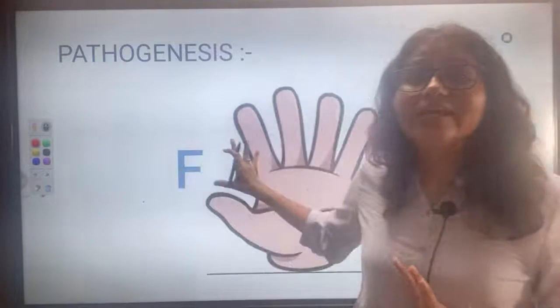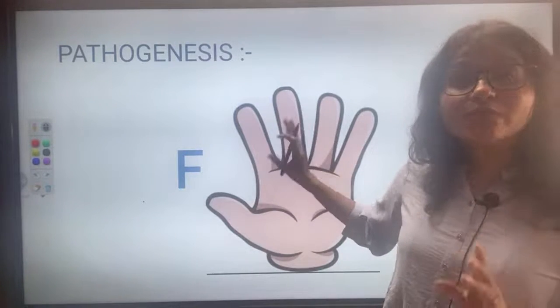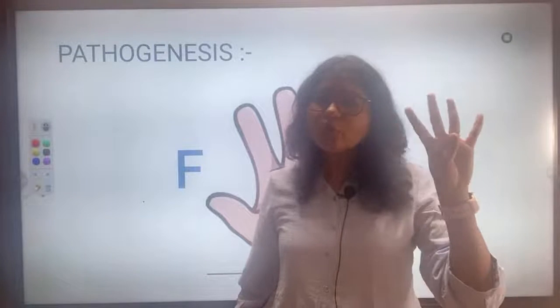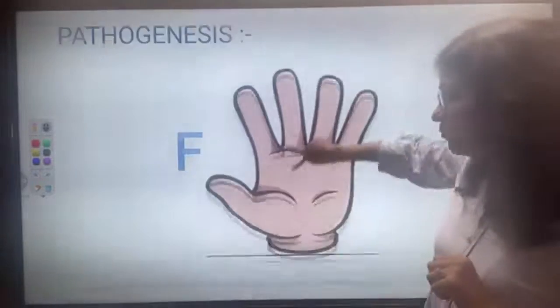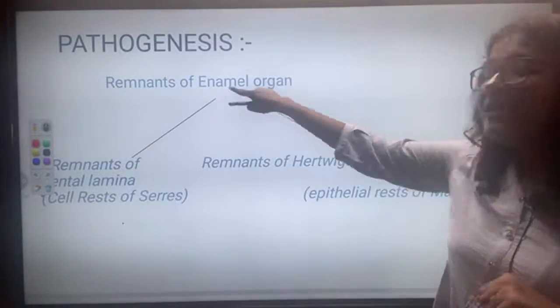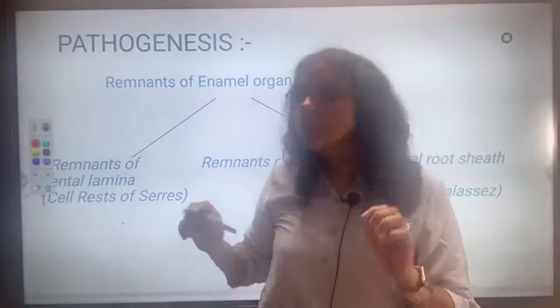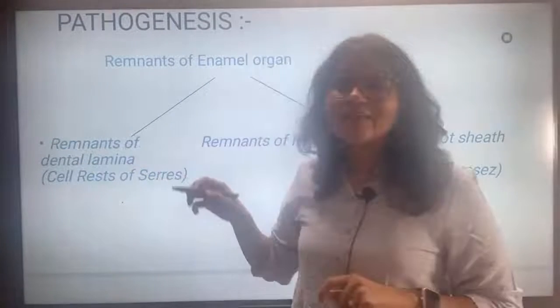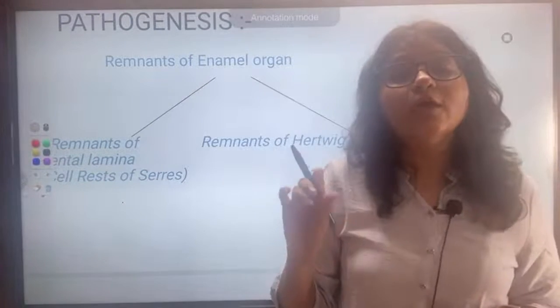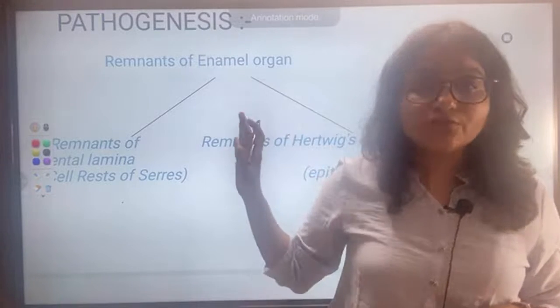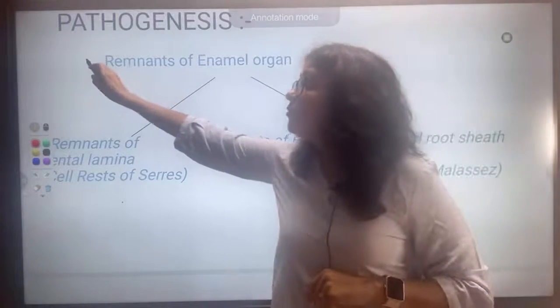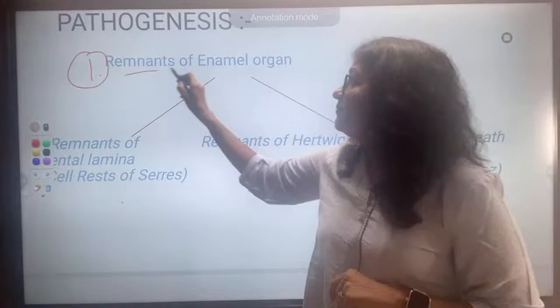Now what is the etiology or pathogenesis of ameloblastoma? There are 5, and at least 4 you should remember. The fifth one is not that important, but at least 4 you should remember for ameloblastoma. Number 1, remnants of the enamel organ. I told you, this is asked in exams, at least as a 5 marks short note. They ask you to write the pathogenesis of ameloblastoma, or what are the tissues of origin for ameloblastoma. So you should know this. Number 1, remnants of enamel organ.